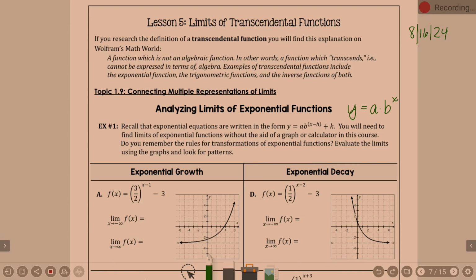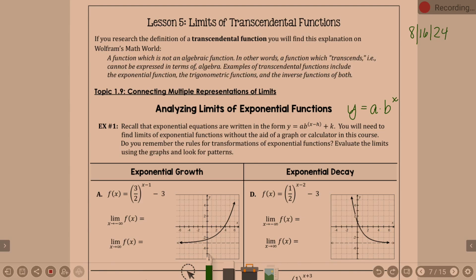Okay? So, you need to be able to find the limits of exponential functions without the aid of a graph or a calculator. So, we're going to investigate how an exponential function works: the rules of it, how we know which way it goes, what flips it up and down, those types of things. We're going to evaluate. Now, we're going to start the easy way out. We're going to start with graphs. But then we're going to ask, how do we do this without looking at the graph? And when we talk about that, in my brain, it's kind of visualizing the graph.